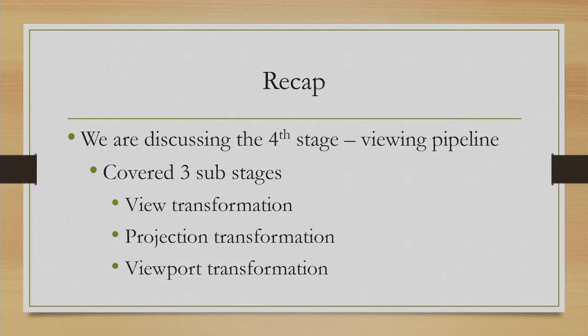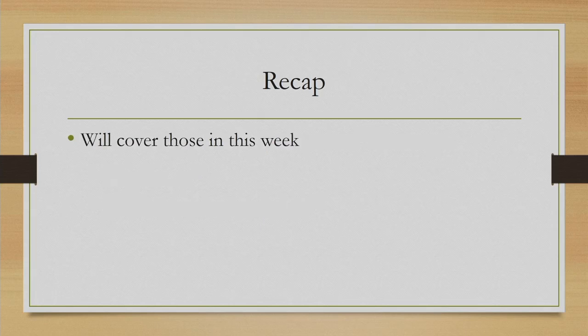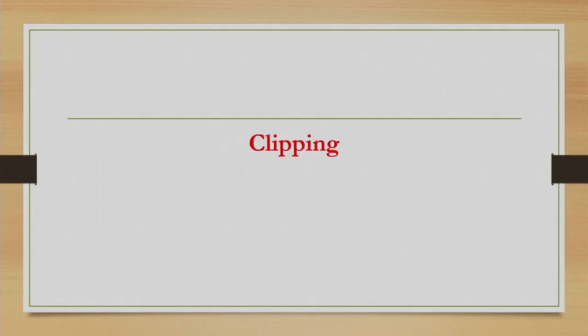So, in the viewing pipeline stage we have covered three transformations: view transformation, projection transformation, and viewport transformation already, and there are two more operations, clipping and hidden surface removal, which are part of the fourth stage. These operations we are going to cover in the lectures that we are going to have this week. Let us start with clipping. What is this operation and how is it performed?